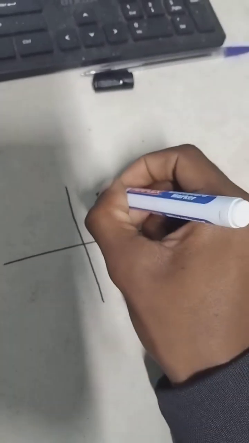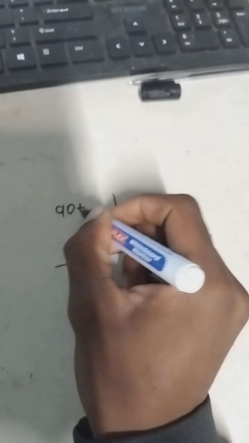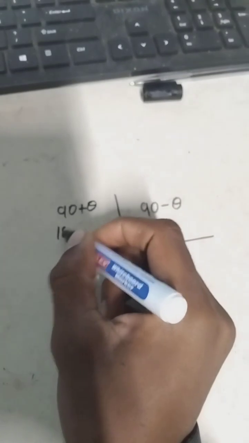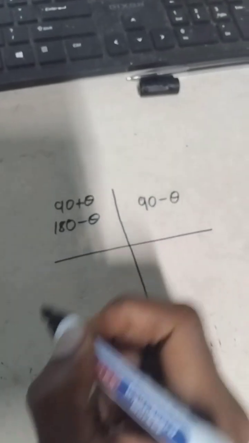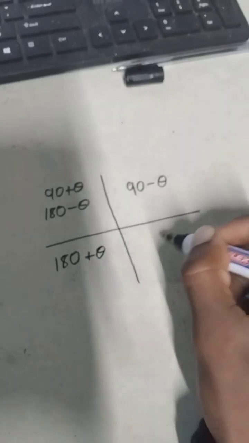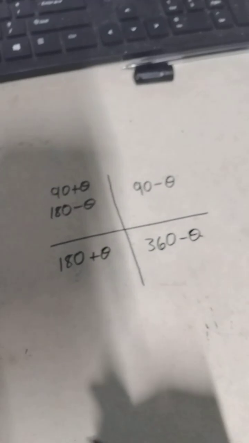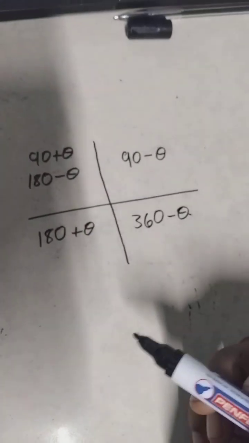Cartesian plane. 90 minus theta, 90 plus theta, or 180 minus theta, 180 plus theta, and 360 minus theta. So this is what I wanted to clarify.